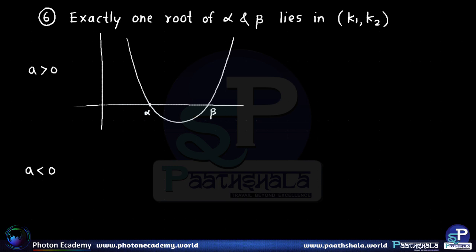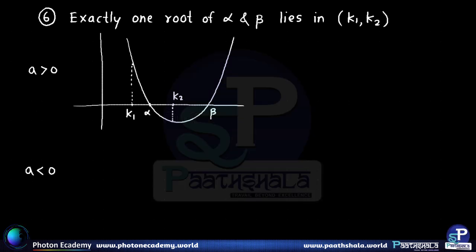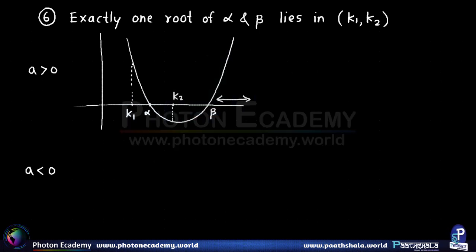Here we have alpha and beta. Now let's take that alpha is that root which lies between k1 and k2. So if that is the case, then k1 must be to the left of alpha and k2 must be to the right of alpha, right? So now here if you observe, since it's given that exactly one root lies, we cannot have k2 anywhere to the right side of beta, because otherwise it would then engulf both of the roots between the interval k1 to k2. So k2 must lie between the roots alpha and beta.